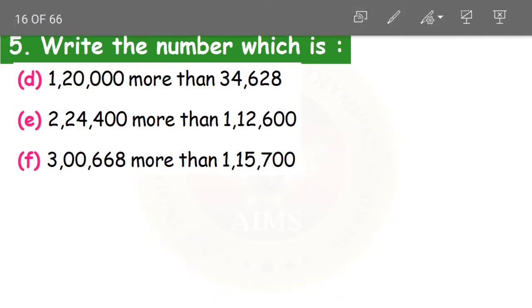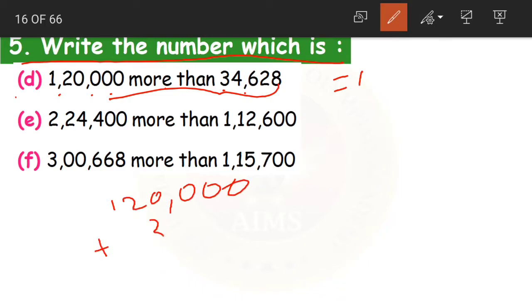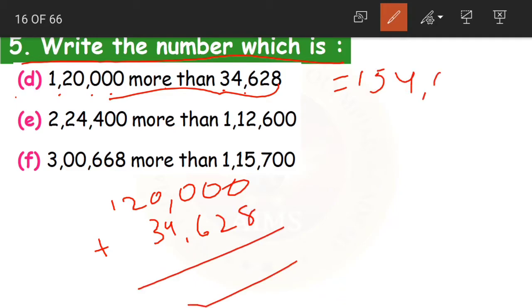Now moving on to our last homework problem. Write the number which is, first one, 1,20,000 more than 34,628. What will its answer be? How to find out this children? 1,20,000 plus 34,628, right? When we add these two, the answer will be 1,54,628.